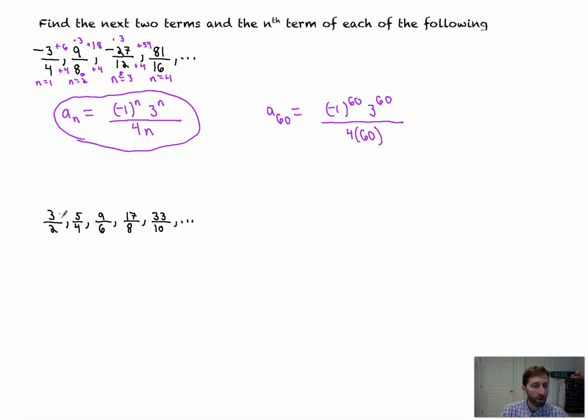So my numerators go 3, 5, 9, 17, 33. And I don't quite notice the pattern. But look at the differences between them. We go up by 2, we go up by 4, we go up by 8, and then we go up by 16.